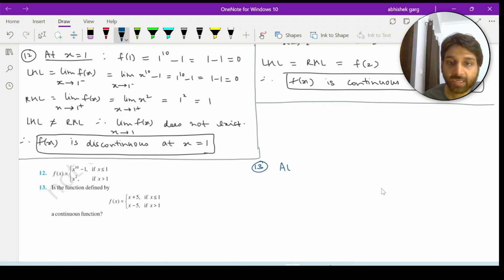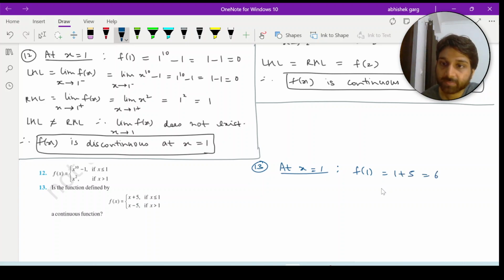We can write at x equal to 1. At x equal to 1, the value of the function will be, we'll use x plus 5 because it is applicable when x is less than or equal to 1. So 1 plus 5 is equal to 6.